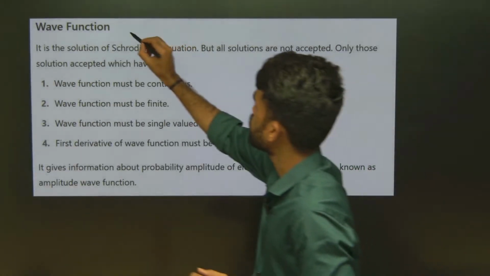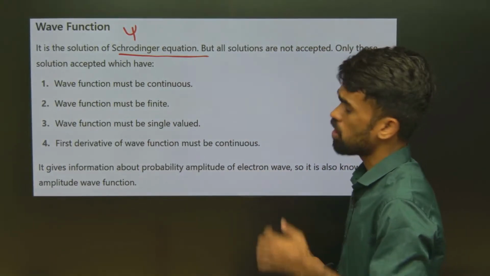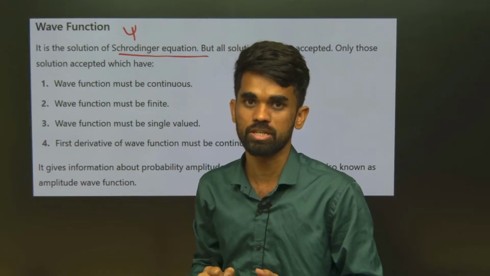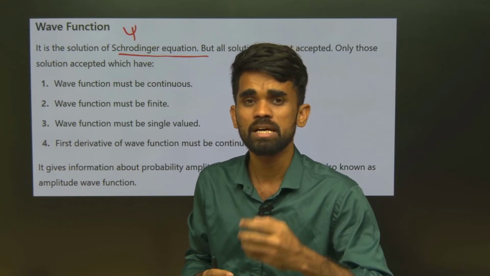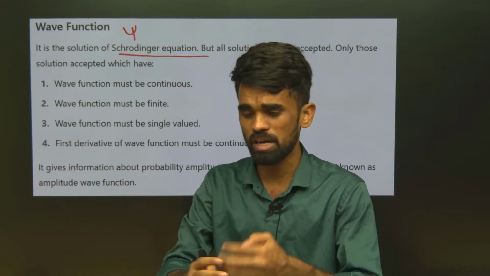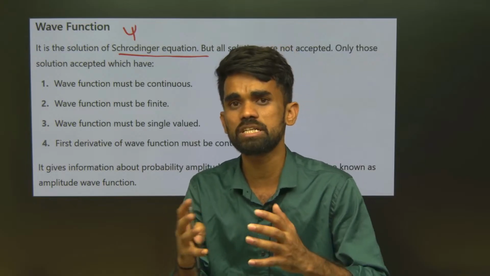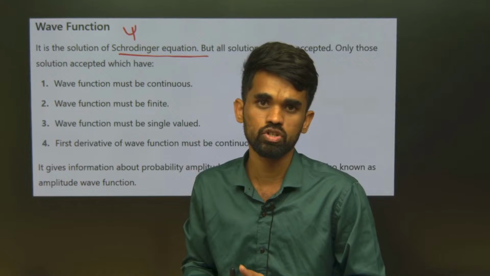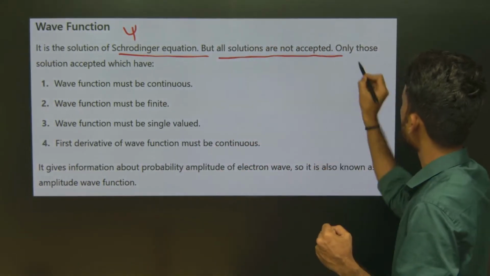What I told you: the wave function psi is a solution of the Schrodinger equation. By solving that Schrodinger equation we get solutions. The solving of that equation is not in our syllabus, but just imagine that we have solved it and got some solutions. Now, not all the solutions are accepted. There are some conditions to accept a solution. What are the conditions? All solutions are not accepted.